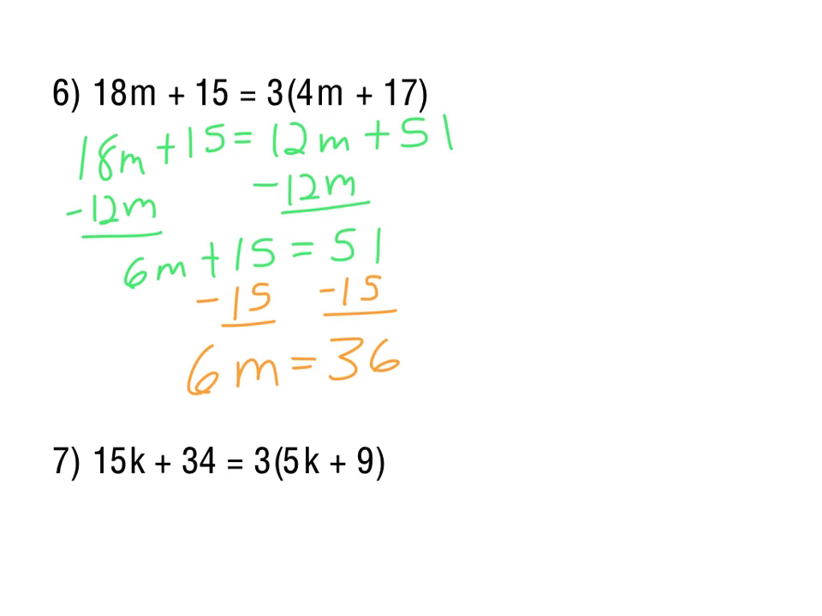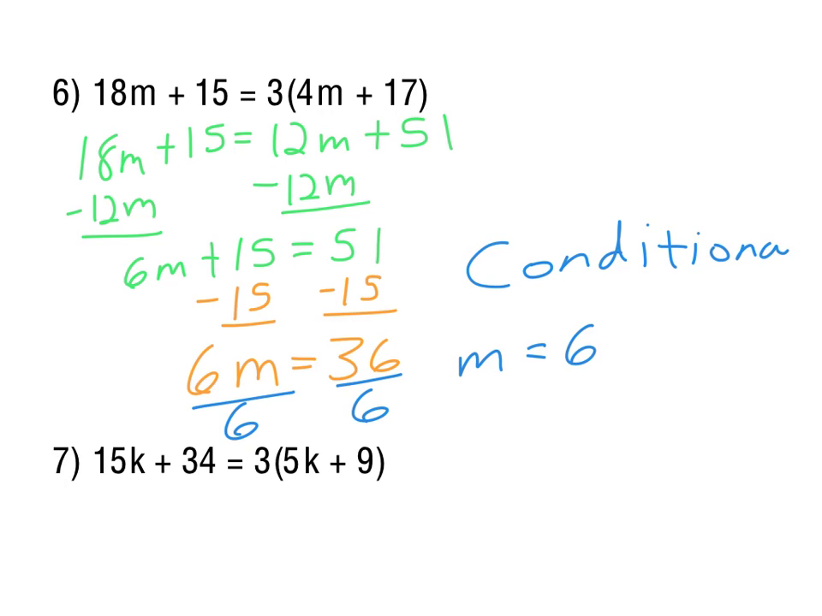We divide by the 6, and we find that m is 6. So that's our solution set. And so this is a conditional. And really for the solution set, then we just put 6 in the set brackets. And for me, if you just leave it as m equals 6, I would accept that. I'm not necessarily too concerned about that being in set brackets.